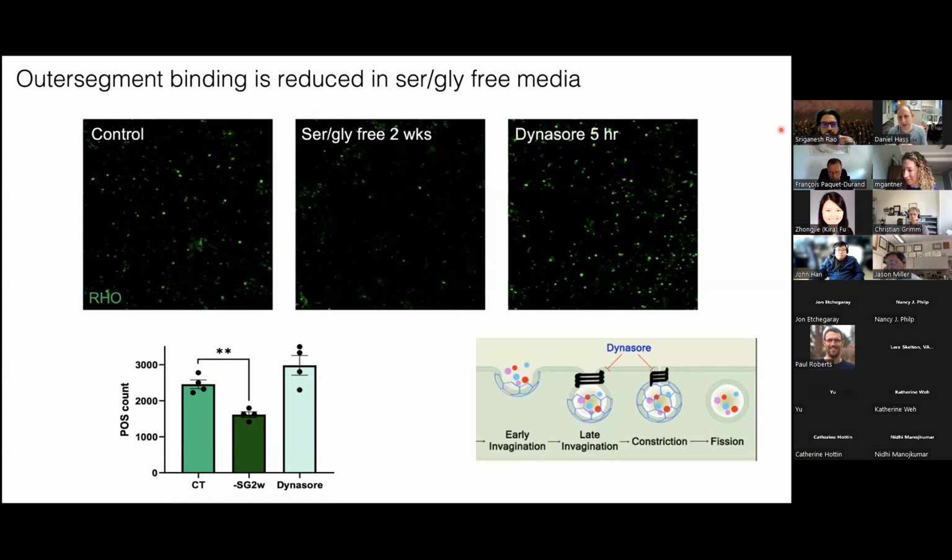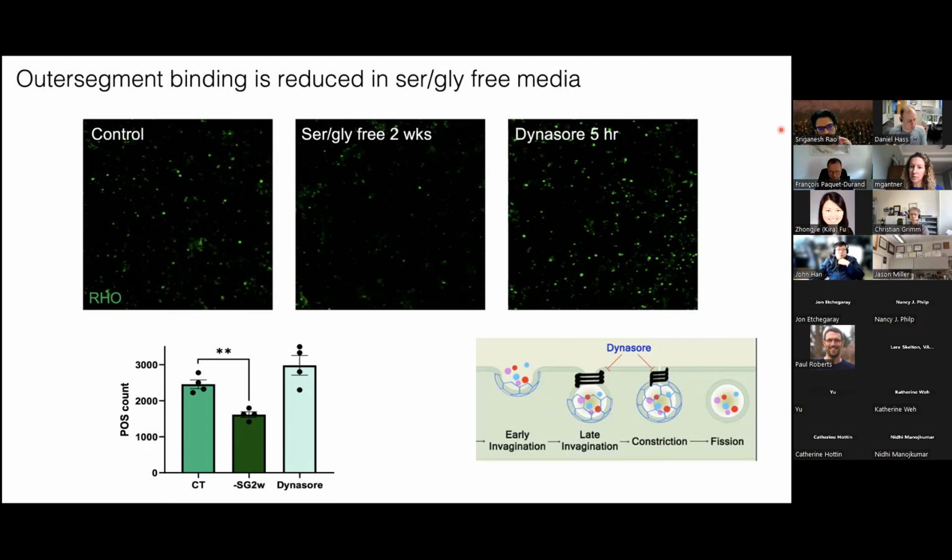And I'm also wondering what the rationale is behind using Dynasore in this experiment. Dynasore is an inhibitor of endocytosis, but you are looking at a phagocytic process here, right? Yeah, but I think they still rely on dynamin. So the phagocytosis still relies on dynamin, so it can work.